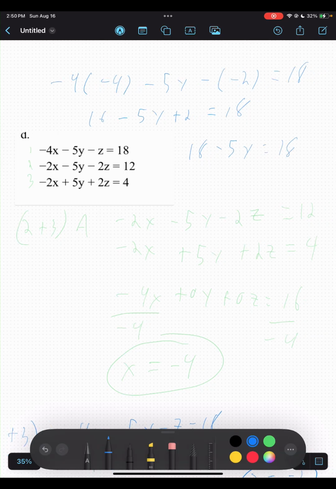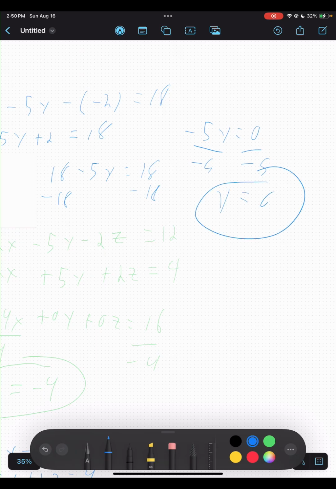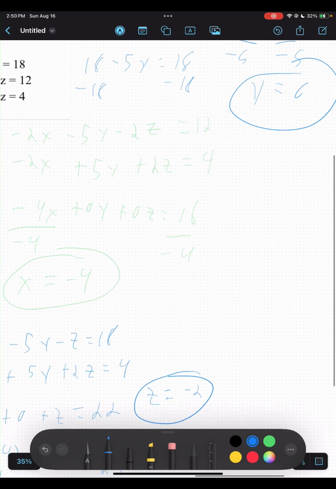Right, so we get 18 minus 5y equals 18 here. And then if I subtract 18 from both sides, I get negative 5y equals 0. Negative 5 divided by negative 5, we of course get y equals 0. Okay, so we end up with y equals 0, x equals negative 4, z equals negative 2.